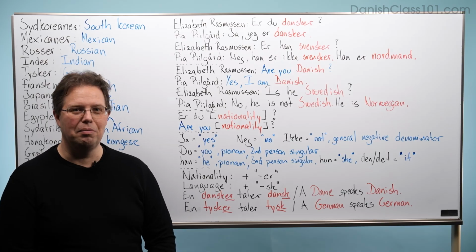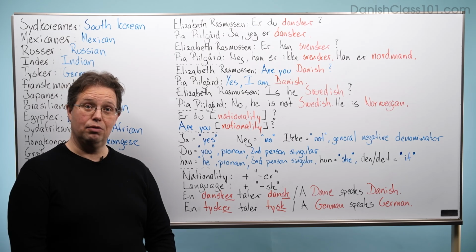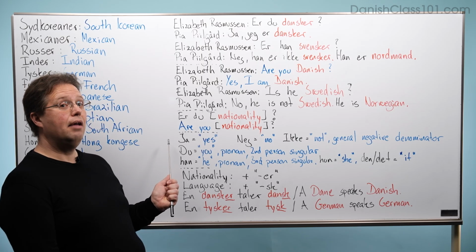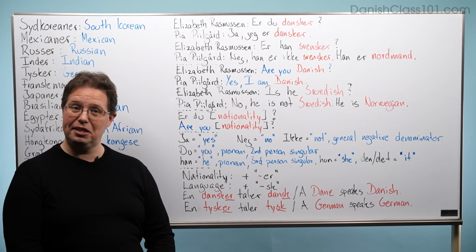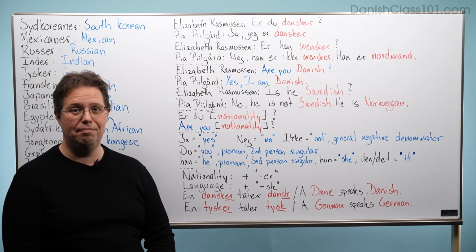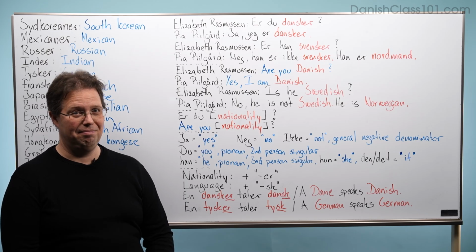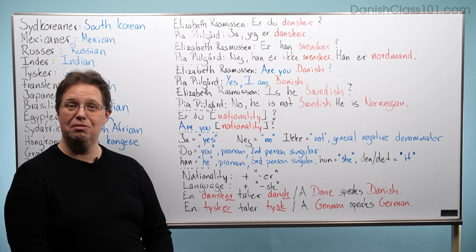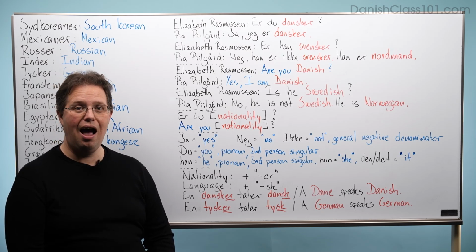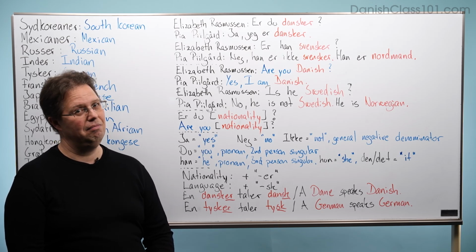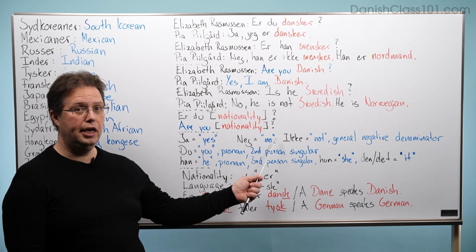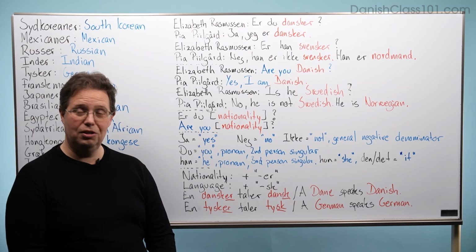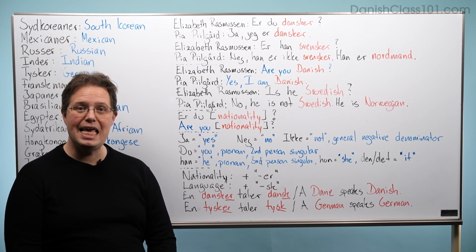Now let's look at some of the supplemental vocabulary that relates to this topic. Here we go. Ja, basically meaning yes. Nej, and that means no. And then we have ikke, and that means not. That's a general negative denominator.